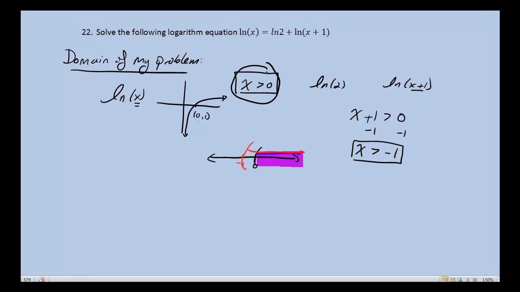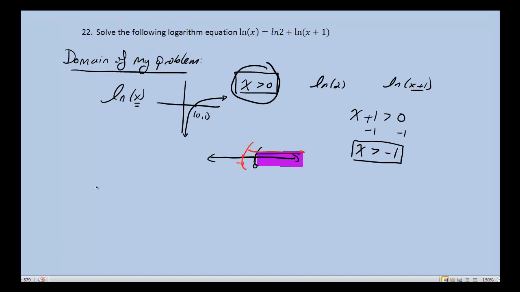If I don't get an answer that's greater than 0, then I know that I do not have a solution to this question. So again, whenever you have logs, or rational expressions, or radicals, always try to give yourself an idea of whether or not the solution you get can in fact be a solution.